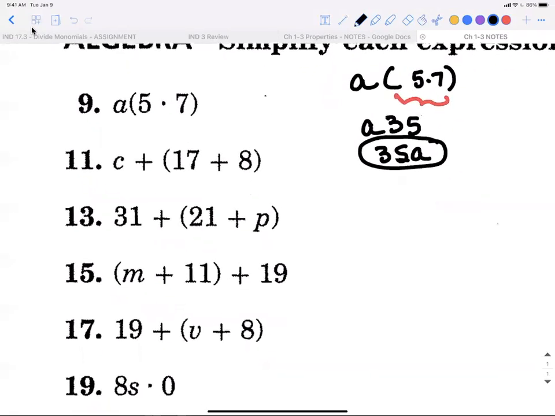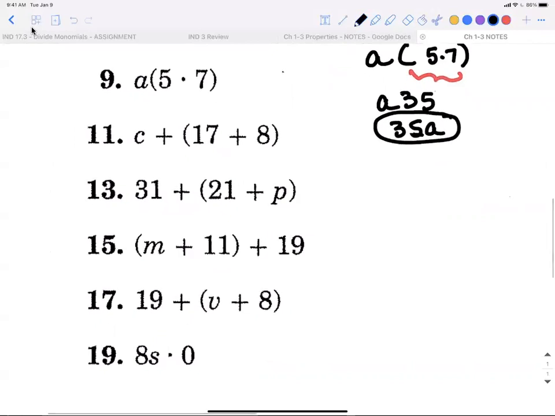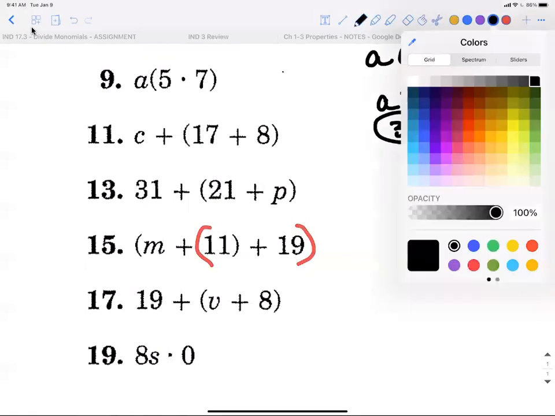Now let's look at something like number 15, because this looks kind of weird. M plus 11 plus 19. Okay, and we want to get it as simplified as possible. Can we add M plus 11 if we don't know what M is? Okay, but what we can do is we can use the associative property of addition to regroup these. And we can add 11 plus 19, right? Because of the associative property of addition, we know that we can group 11 and 19 together, and we can leave M hanging out there by itself.